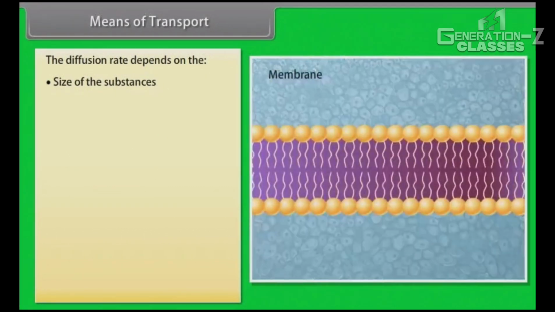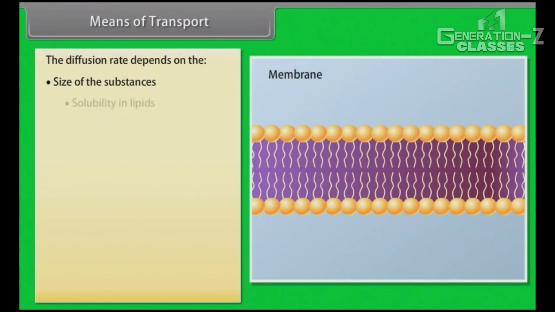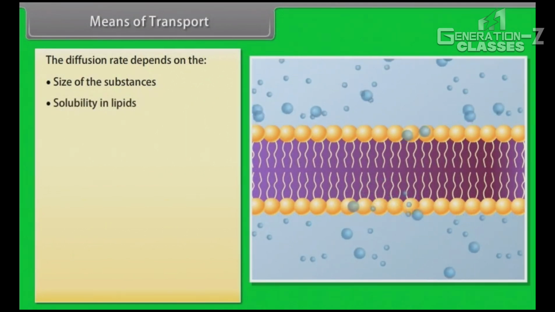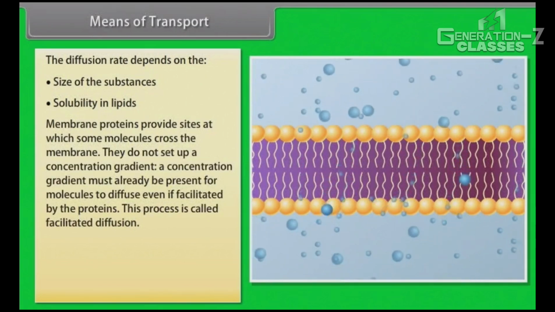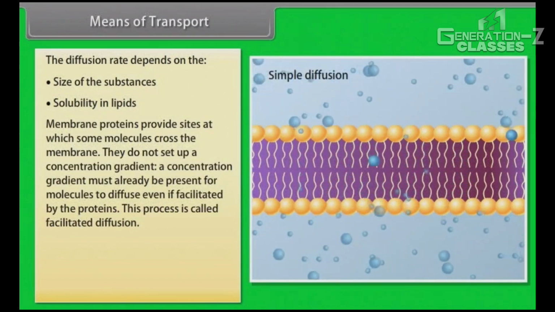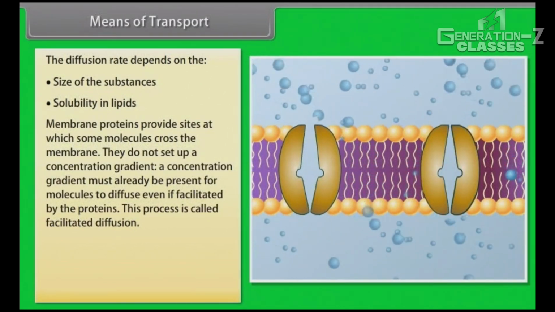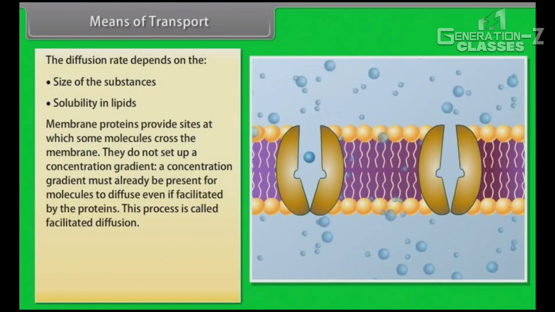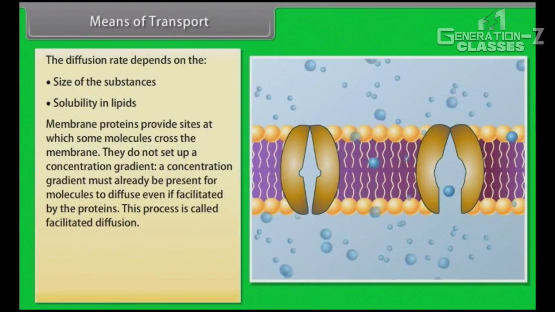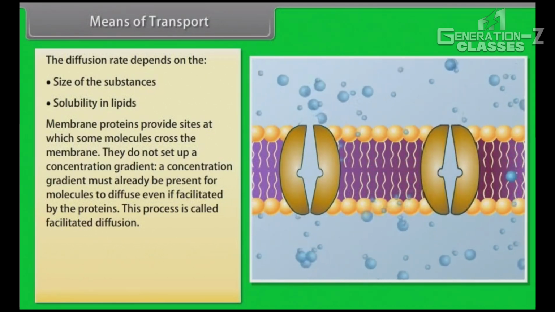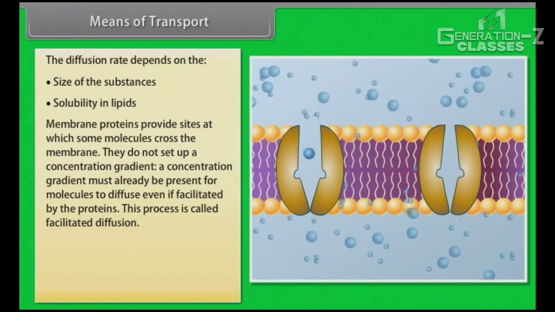The diffusion of any substance across a membrane also depends on its solubility in lipids, the major constituent of the membrane. Membrane proteins provide sites at which some molecules cross the membrane. They do not set up a concentration gradient. A concentration gradient must already be present for molecules to diffuse even if facilitated by the proteins. This process is called facilitated diffusion.